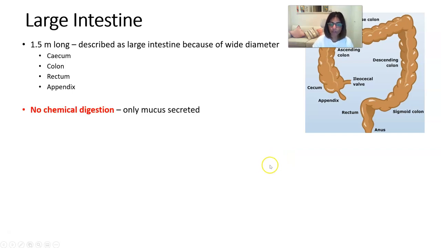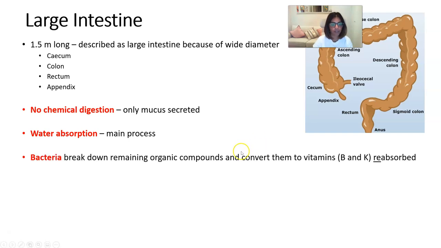There is no chemical digestion that happens in the large intestine. We only have mucus secretion into the lining of the large intestine. Typically what happens here is water absorption. So this is really important that you understand that water absorption is the main process of the large intestine.